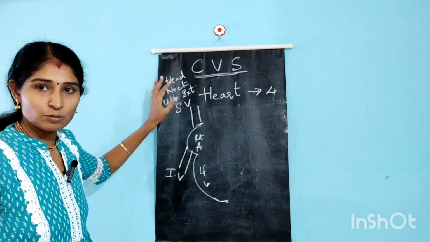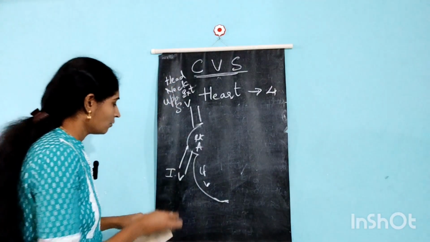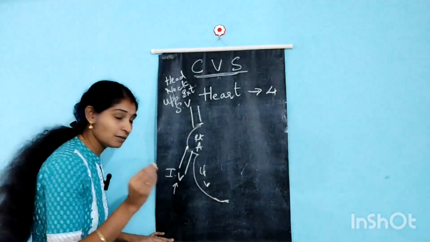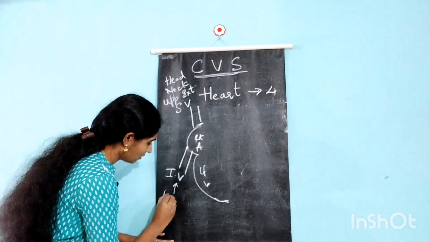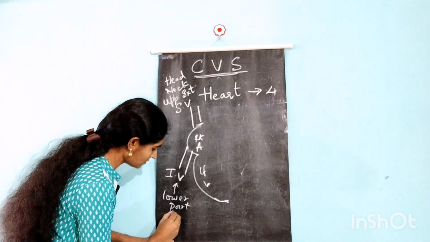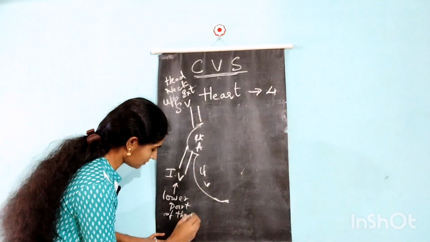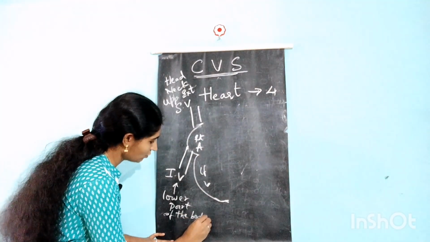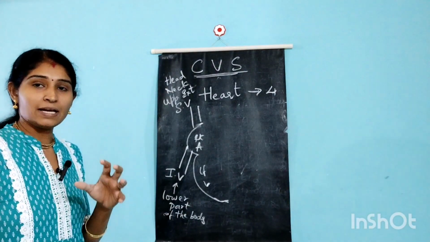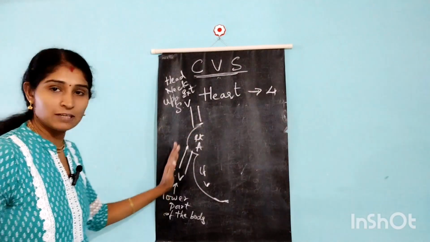The blood contains only waste products and the carbon dioxide. Then what's the work of the inferior vena cava? The inferior vena cava brings the blood from the lower part of the body, that is the lower extremities, abdomen and pelvic region. So the deoxygenated blood from the lower part of the body is brought into the right atrium through the inferior vena cava.